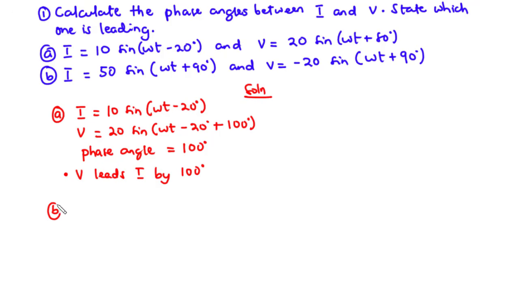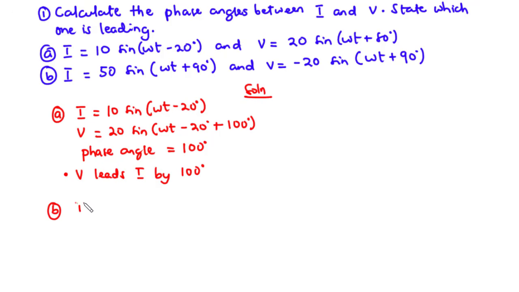Now let's move on to B. So also for B, we have I to be 50 sine omega t plus 90, and then we have V to be negative 20 sine omega t plus 90 degrees. Now you realize that even though the two signals are of the same form, the amplitude of V has a negative value. Therefore, we need to make sure that we have a positive value. Now to do so, we are going to remove the negative attached to the 20, and that results in reversing the signal. That is, we are going to add 180 degrees to this phase angle.